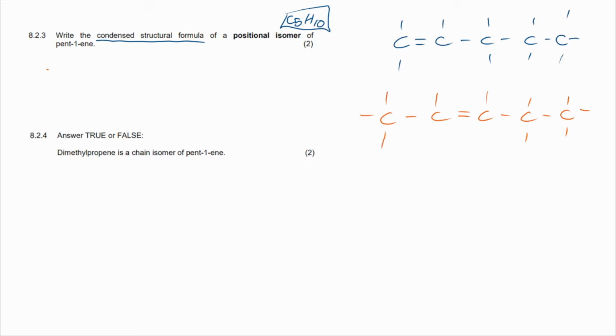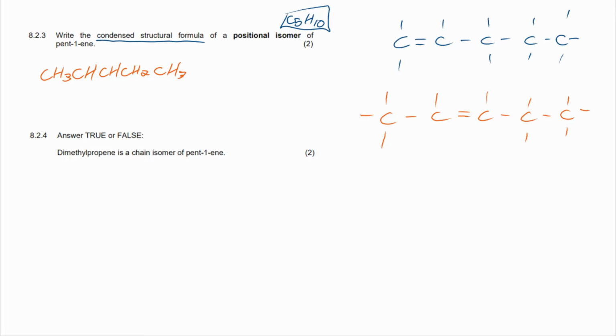Let's work left to right. So we have CH3. Then this carbon has an H, and this carbon has an H, so I write CH, CH. This carbon has 2 H's, so I write CH2. And then this carbon has 3 H's, CH3. So there we have our condensed structural formula.